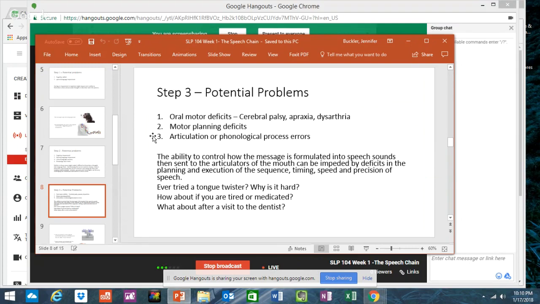Have you ever tried to say a tongue twister? Why is that hard? Sally sells seashells by the seashore. Peter Piper picked a peck of pickled peppers. The faster you go, why does it become hard? What about the impact on your articulation accuracy when you're tired or medicated or sleep deprived? What about after you visit a dentist and perhaps you've had some Novocaine? How does that paralysis, even though temporary, impact your ability to formulate a clear message?